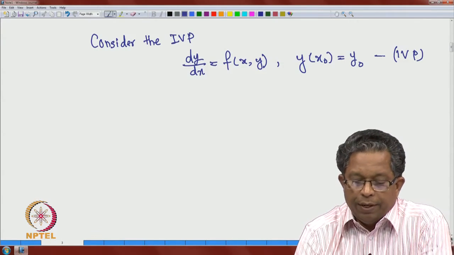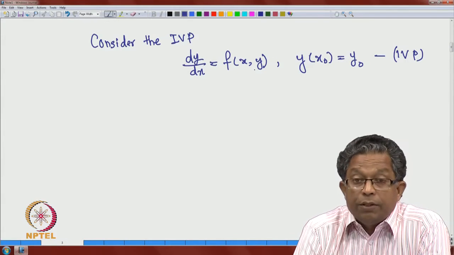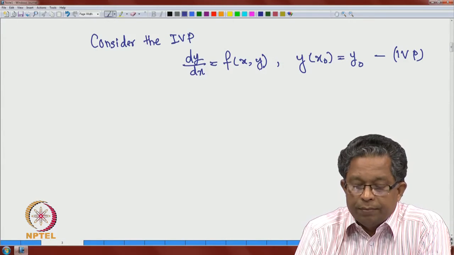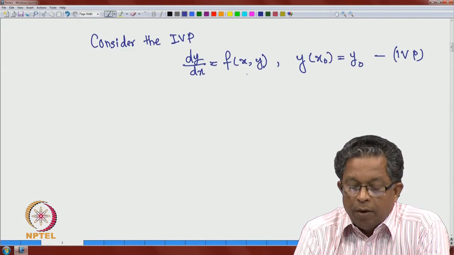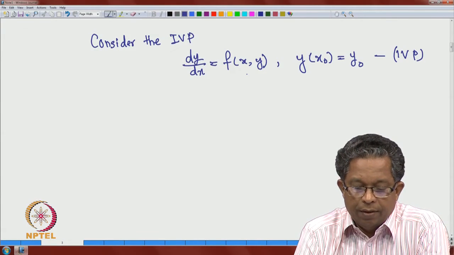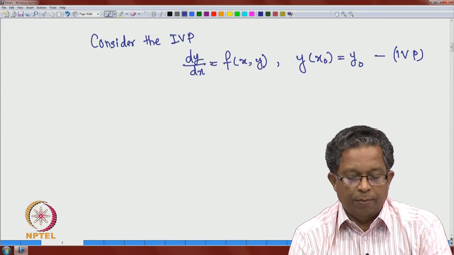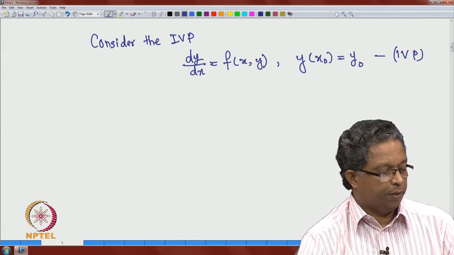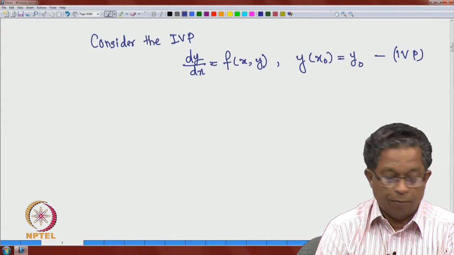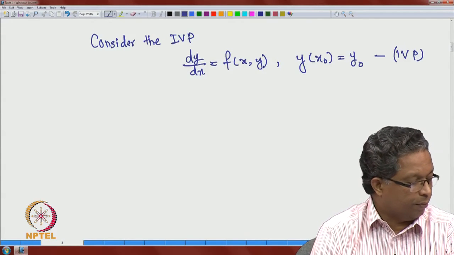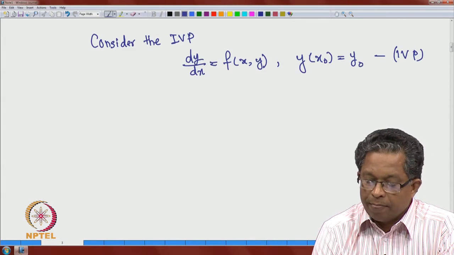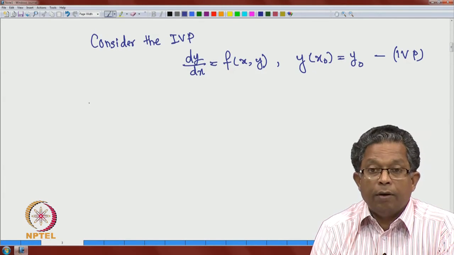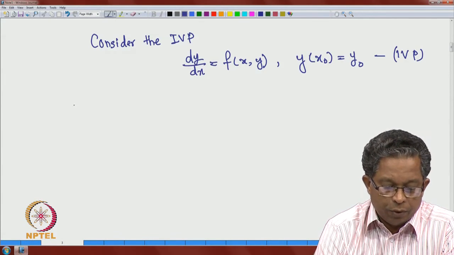and we will prove that if f is Lipschitz continuous with respect to y, then the solution of this initial value problem is unique. So, by making use of the Lipschitz continuity condition, we will prove the uniqueness result, and also we will invoke Gronwall's lemma.